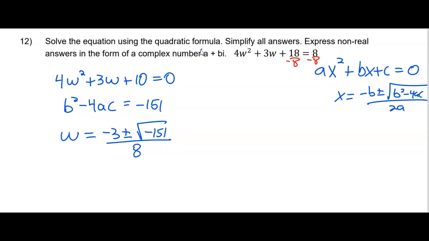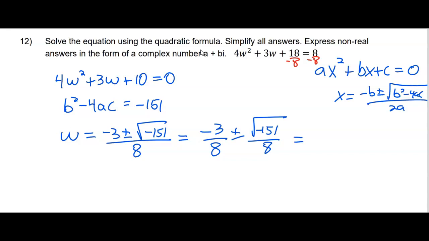Now these are the solutions, but since it's the square root of a negative number, they are complex, imaginary numbers. So we need them in the form a plus bi. The first thing you would do is split up the division. Now there's at least 2 terms.